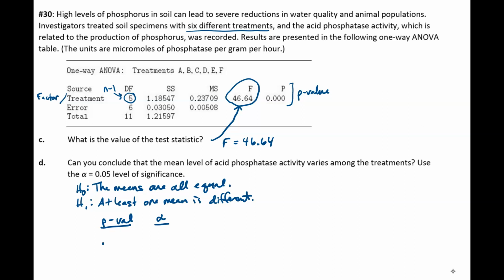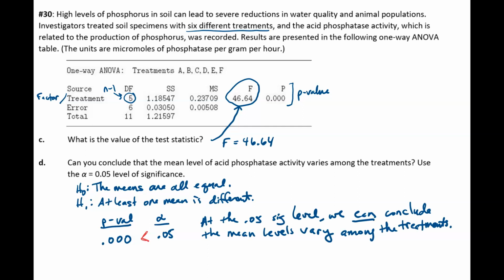So we're going to grab the p-value, which is essentially 0, which is certainly less than alpha equals 0.05 or any other alpha they might care to give us. So we have a low p-value, so we would say at the 0.05 significance level, we can conclude that there's a difference between the level of acid phosphatase activity.